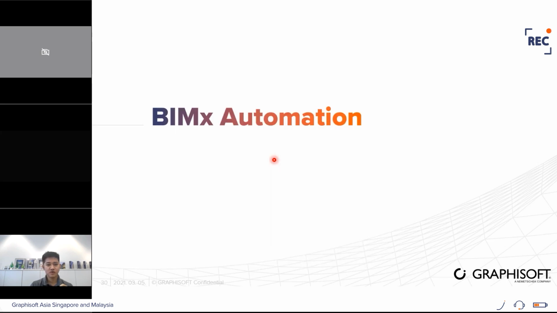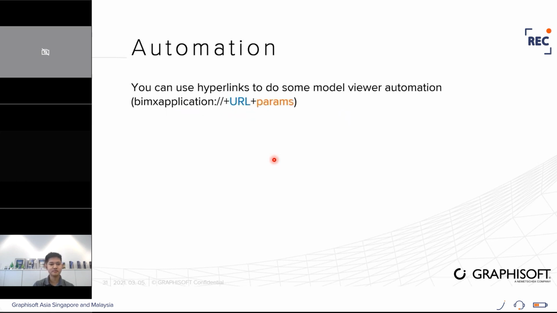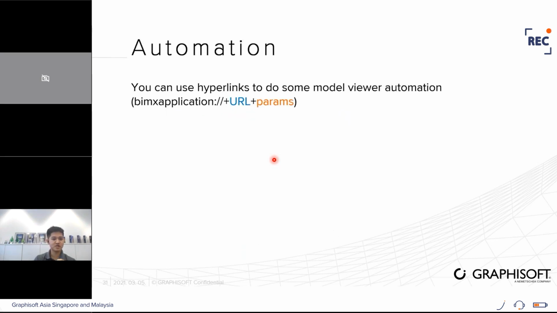Okay, so aside from those, transferring of data, you can also do automation with the BIMx API. Automation works by creating your own hyperlink with the BIMx application as a literal, the URL plus the parameters. Okay, so to visualize, I highlighted them.